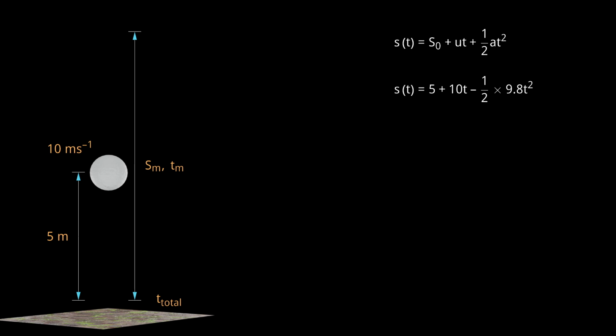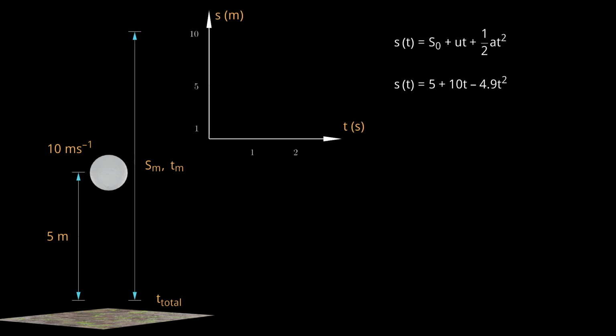Finally, after simplifying, we arrive at this equation for the displacement of the ball in the vertical direction. To better understand the motion, let's sketch the displacement time graph of the ball. Since displacement follows a quadratic equation in time, the graph takes the shape of a parabola, visually representing the ball's rise and fall. The highest point of the curve corresponds to the maximum height reached.